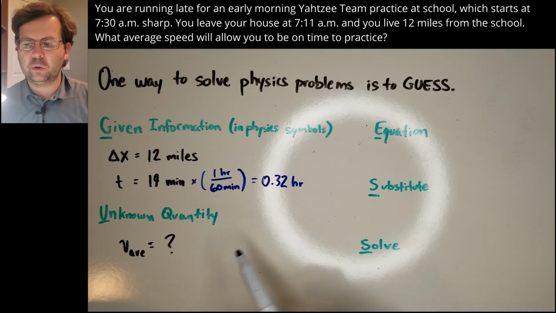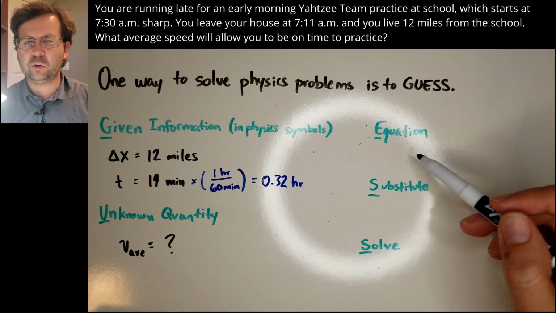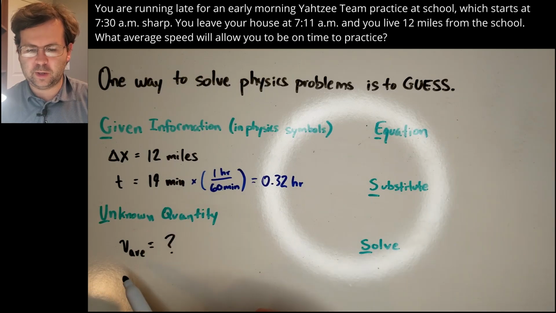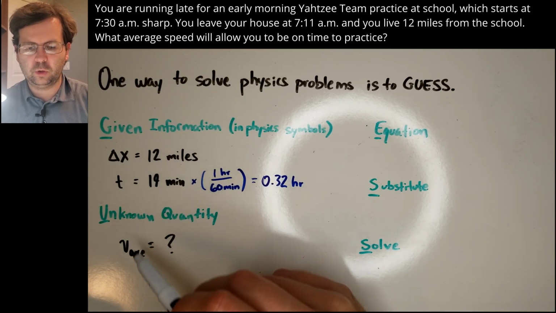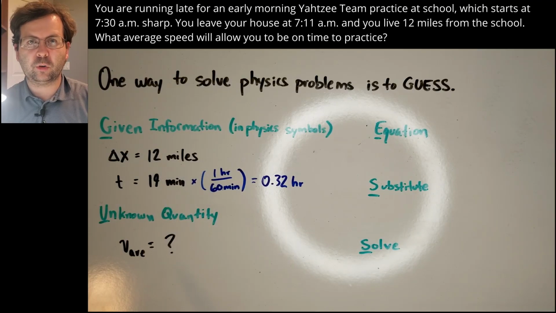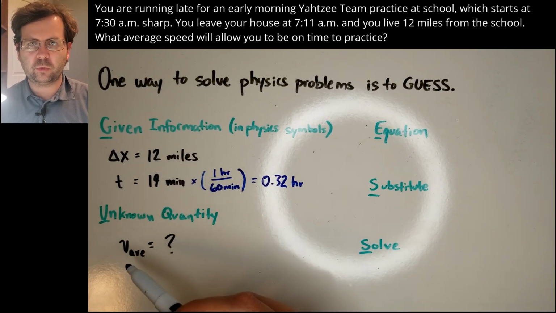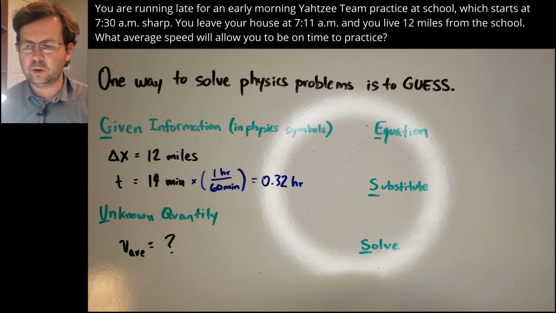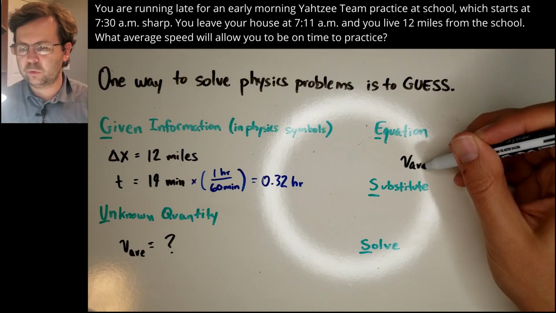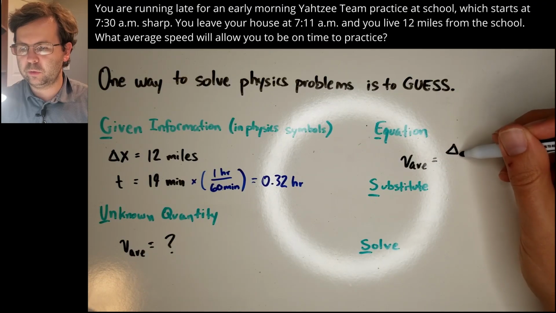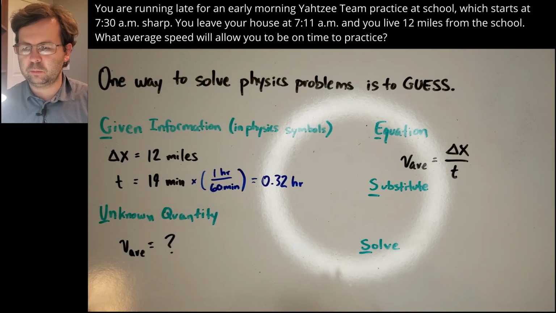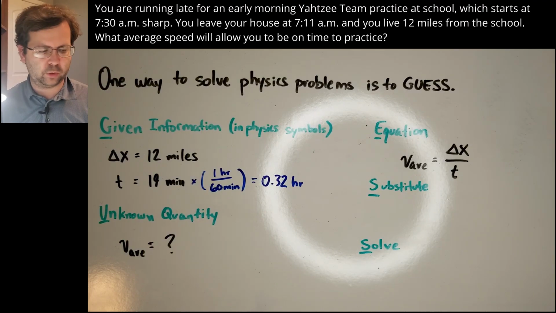From here, you can move on to the next step, which says equation. We're going to look for a physics equation or a relationship that connects our unknowns and our knowns. So we know delta x and t. We don't know the average speed. How are these three things related to each other? Well, there's an equation for that, and that is the average speed is equal to the distance over time. So this is an equation that can be used to connect these relationships.